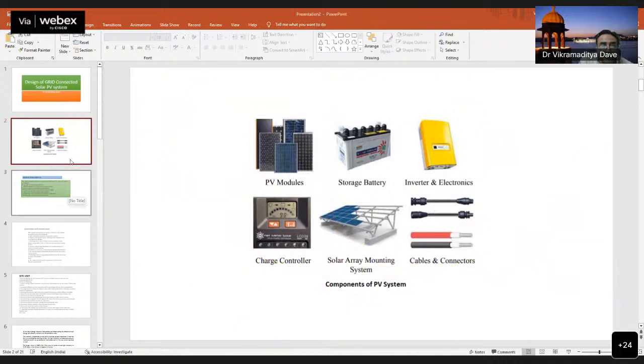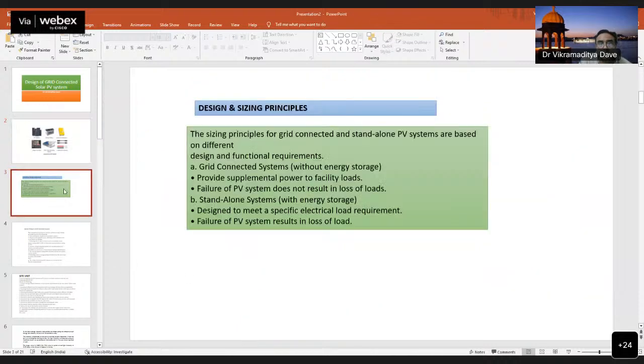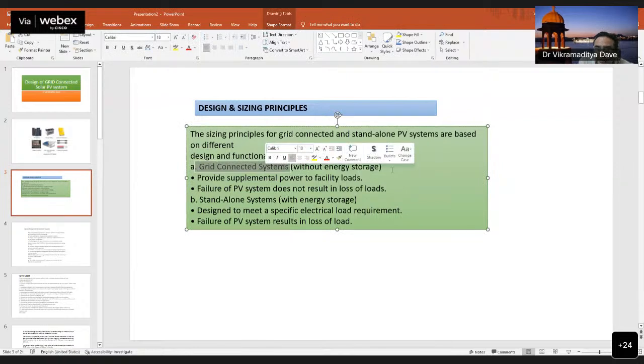So next comes design and sizing principles. We have two types of systems, grid connected system and standalone PV system. My focus will be on the grid connected system. Generally, in grid connected systems, particularly in India, we go without energy storage, that is, no battery is provided.